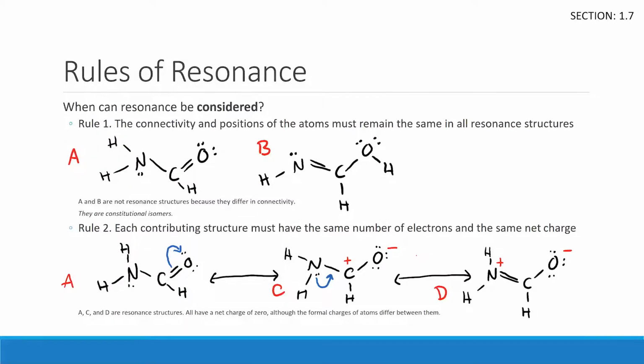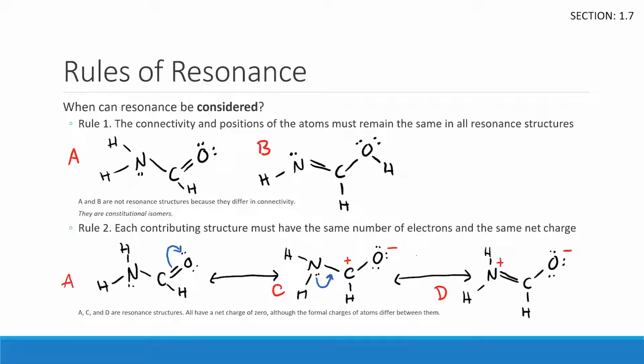So what are the rules of resonance? These are things I want you to make sure that you know and think about when you're drawing structures. We're going to be looking at some examples as well. Rule number one to be thinking about: when can resonance even be considered? That's the question a lot of people have. How do I know that there's even going to be resonance? Rule number one: the connectivity and position of the atoms must remain the same in all resonance structures. So if you're trying to draw resonance structures, elements must be in the same connection.